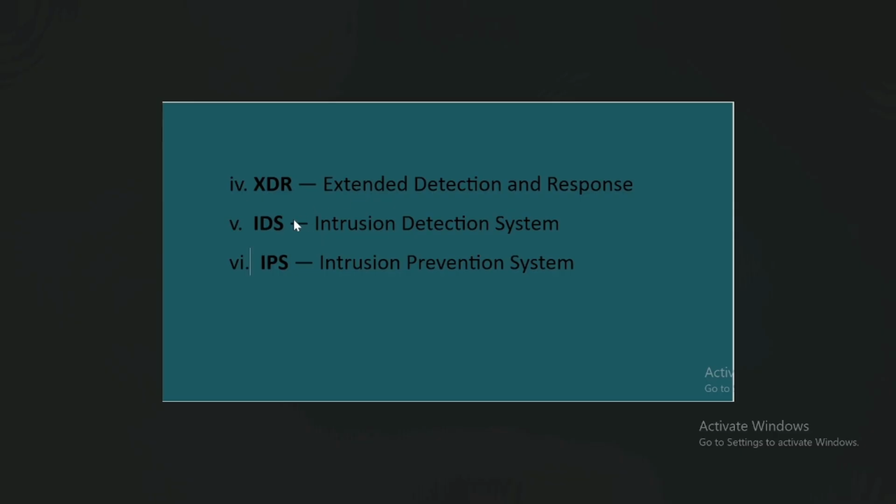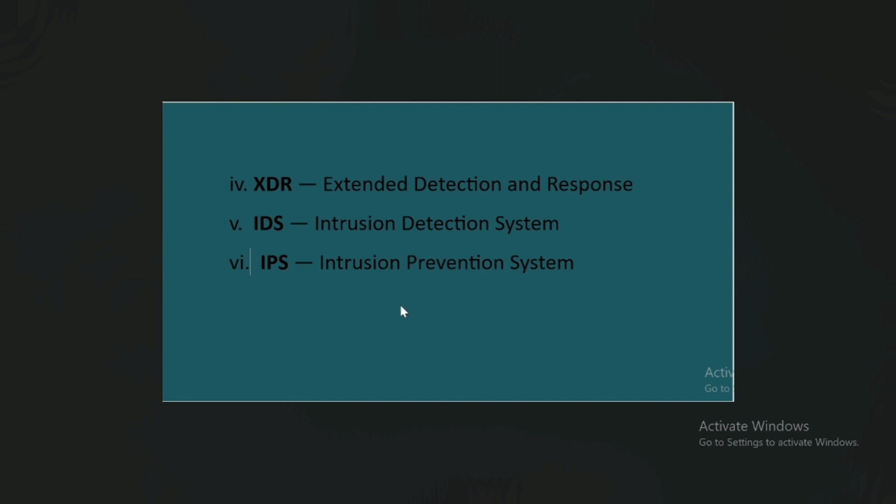All right. And we have the IDS, which is the Intrusion Detection System. Now, this particular intrusion detection system monitors network or system activity and alerts security teams when it detects suspicious or malicious behavior. All right. And then the last one we have is the IPS, which is the Intrusion Prevention System. That particular one detects malicious activity and can automatically block or prevent the threat from reaching its target.